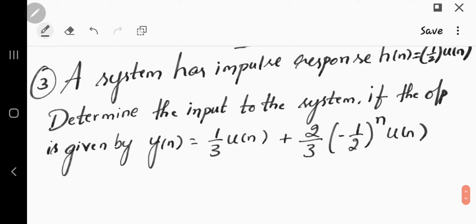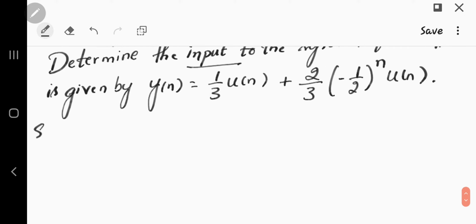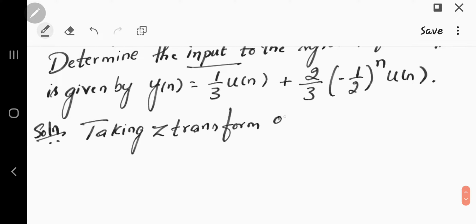Now, if you look at the problem, here we have to determine the input to the system, that is x of n has to be found, and the given data is h of n and y of n. So the impulse response is given and the output of the system is given. So we have to find x of n. We go with the same approach, taking the z transform of y of n and h of n.